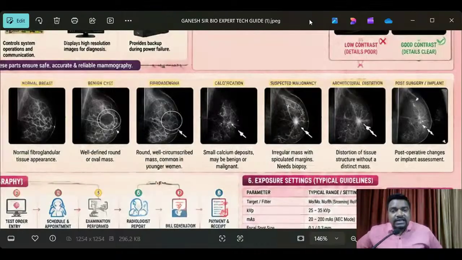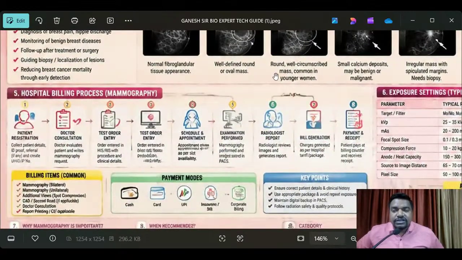Understand? So that is the reason you have to take care of all things, and whatever I'm saying here, try to focus on all things. So maximum technical things and equipment things, I have given explanation completely. Now come to the point: the hospital billing process, how it looks, and what things they follow in hospital protocols.